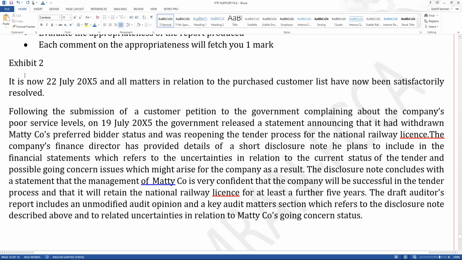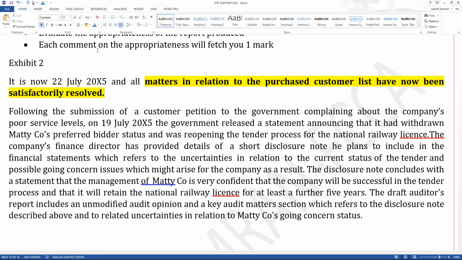It is now the 22nd of July, and all matters in relation to the purchase customer list have been satisfactorily resolved. So the matters relating to the purchase customer list have been satisfactorily resolved. Is that clear? So is the management in agreement with the auditor on the purchase customer list? Yes. But are they in agreement with the auditor on the railway license and on the chairman statement?